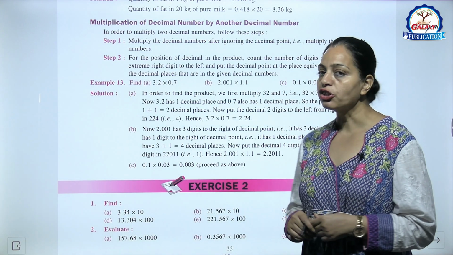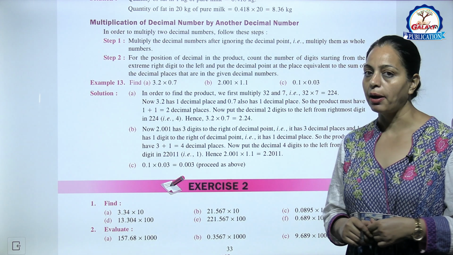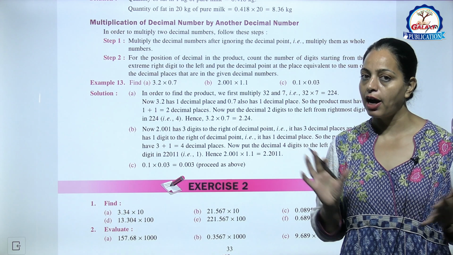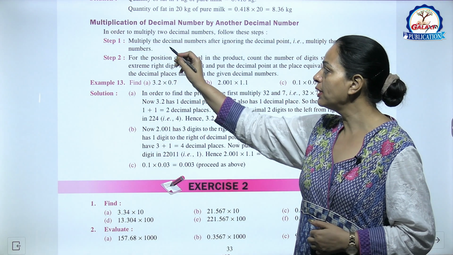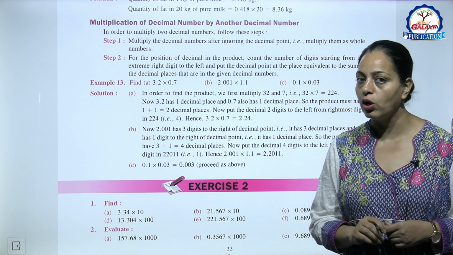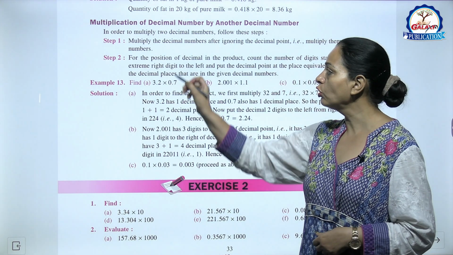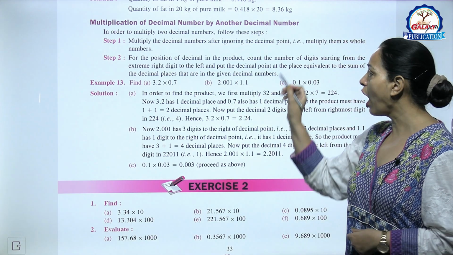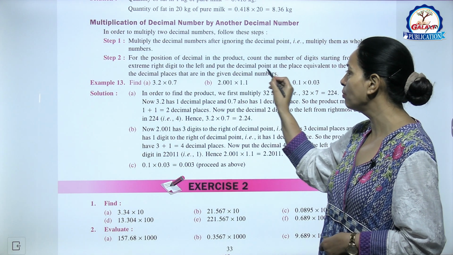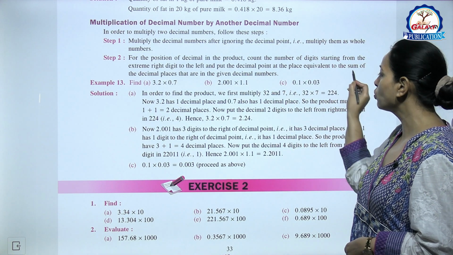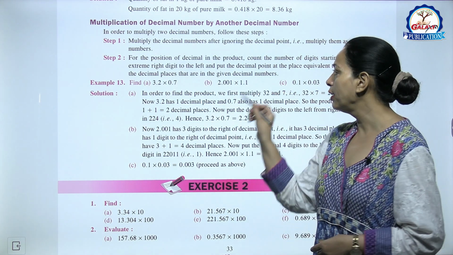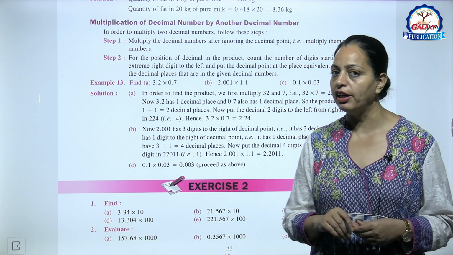Now the next, multiplication of decimal number by another decimal number. So in order to multiply two decimal numbers, follow these steps. Simply पहले आपने multiply करना है. Step 1, multiply the decimal numbers after ignoring the decimal point, that is multiply them as whole numbers. Now step 2, for the position of decimal in the product, count the number of digits starting from the extreme right digit to the left and put the decimal point at the place equivalent to the sum of the decimal places that are in the given decimal numbers. Okay, let's do the question, it would be clear to you.